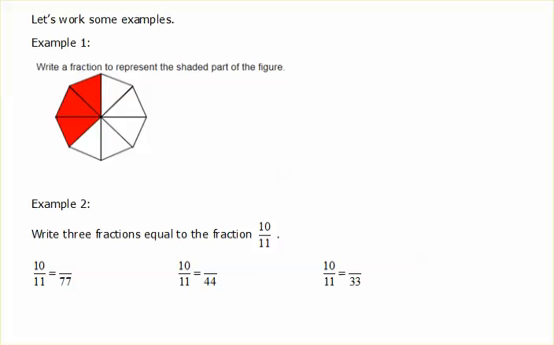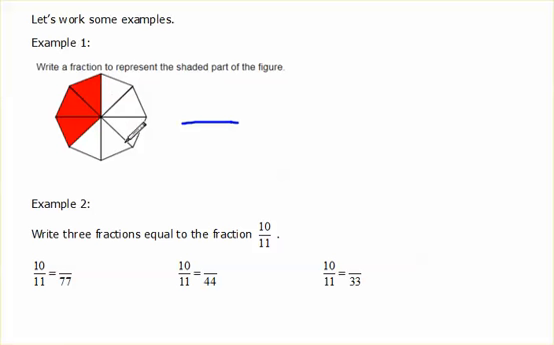Okay, let's work some examples. In example 1, it says write a fraction to represent the shaded part of the figure. So the first thing we want to say is, in my fraction, I've got a numerator and a denominator. Remember, the denominator talks about how many pieces make up a whole.